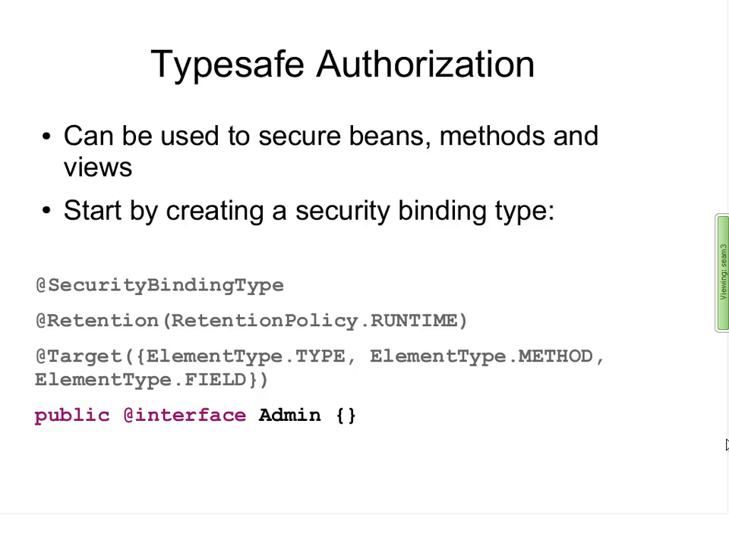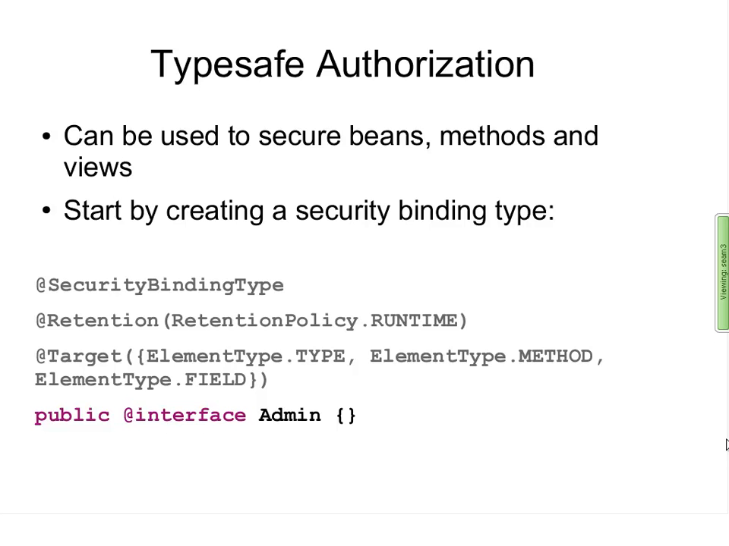One of the features that I mentioned earlier when I was talking about Seam Faces was type-safe authorization. This feature allows you to create an annotation which can then be applied to either beans, the methods of a bean, or a view configuration to provide security restrictions for that method or view. We're going to take a quick look at an example of how that's done, because I think it's quite a useful feature.